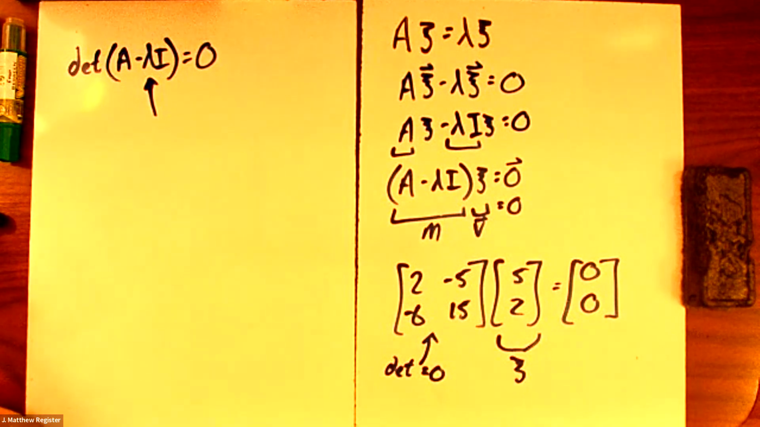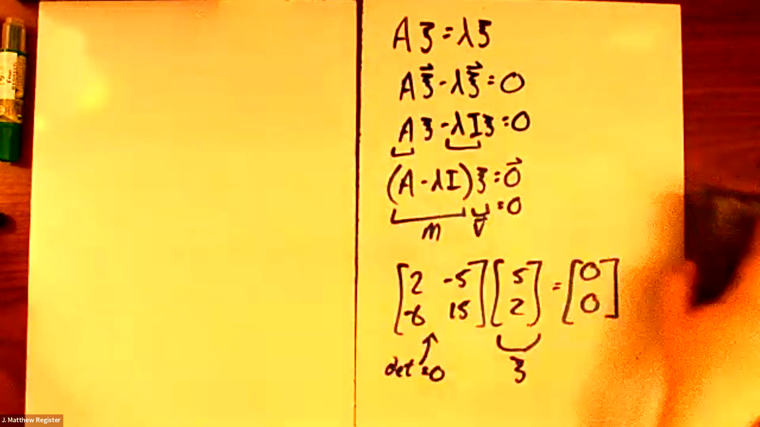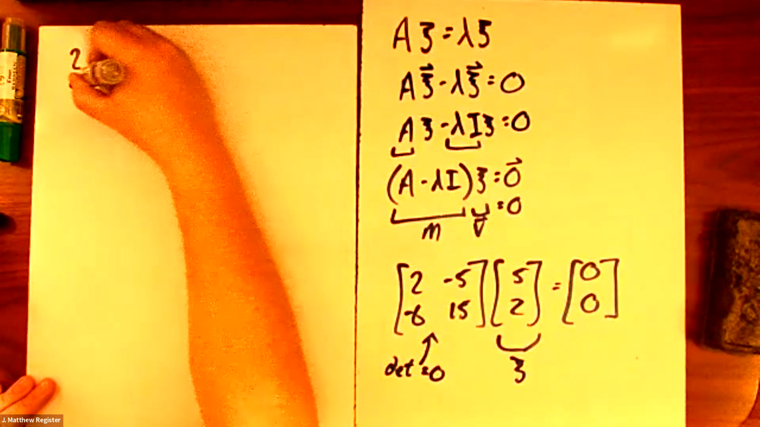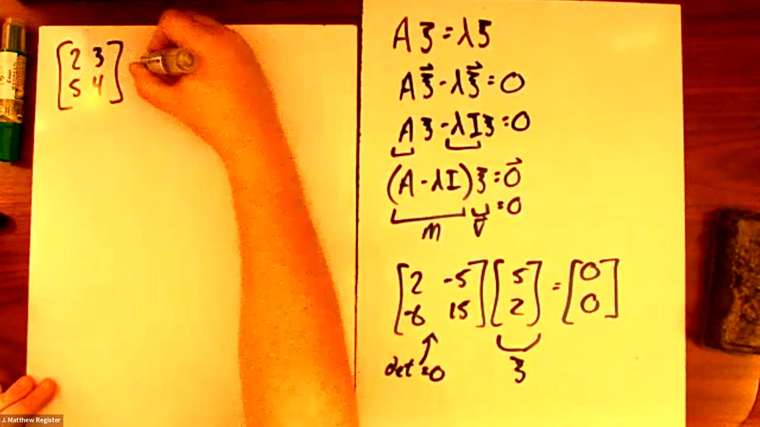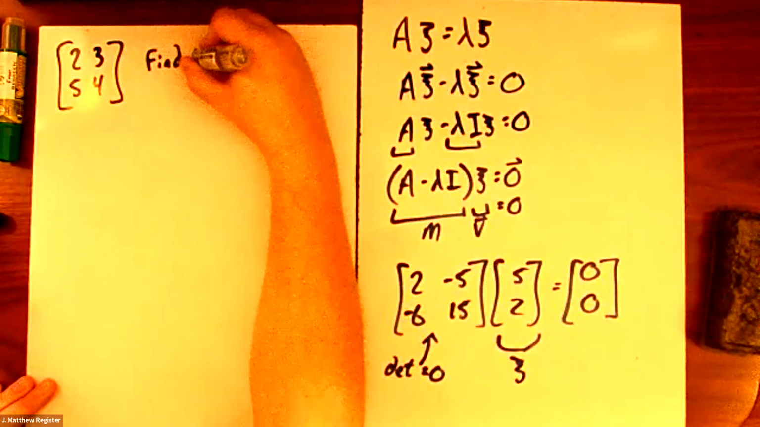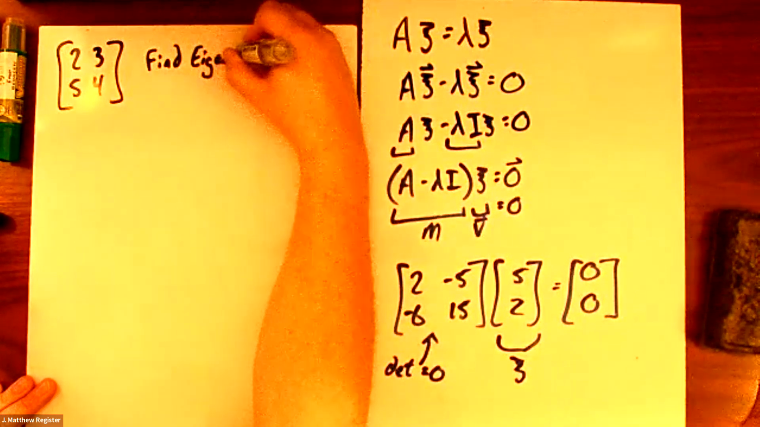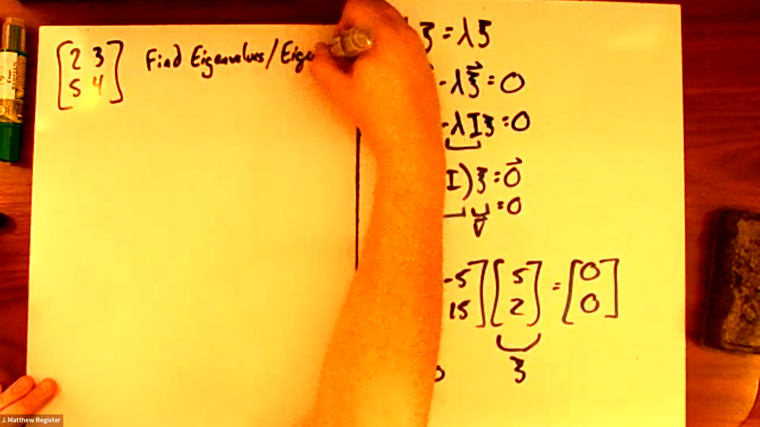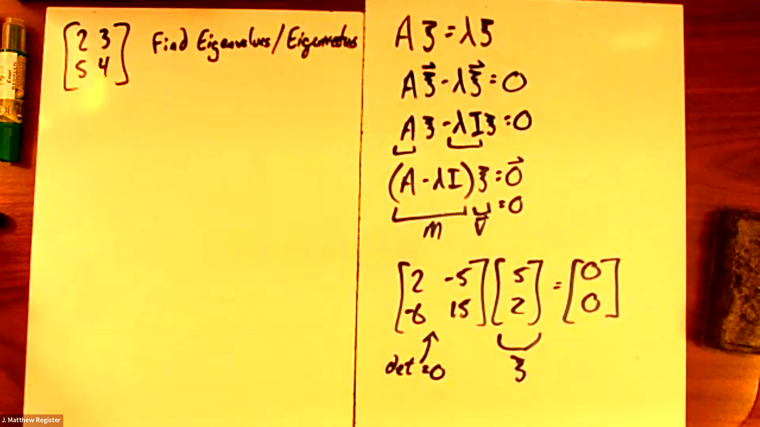Let's try that sample problem that we started out with and see if we can figure that one out. So that was the matrix 2, 3, 5, 4, I believe. And so let's say that we are given the matrix 2, 3, 5, 4. We are asked to find the eigenvalues and eigenvectors. Let's see if we can do it.